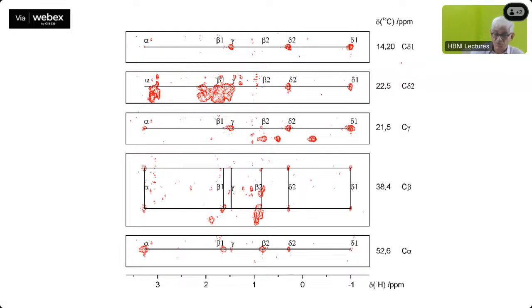Therefore, this will allow you to walk through, identify the individual amino acids on the basis of the C alpha chemical shift region. This is the TOCSY spectrum of the C alpha.